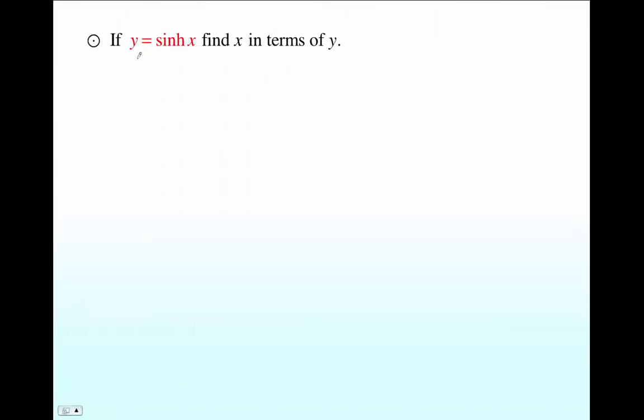Let's now solve this question. If y is sinh of x, what is x in terms of y? In other words, we've been asked to calculate the inverse of hyperbolic sine, which we write as sinh inverse, and it could also be written as arcsinh y. Let's begin by simply writing down the definition of the hyperbolic sine, which is e to the x minus e to the minus x over 2.